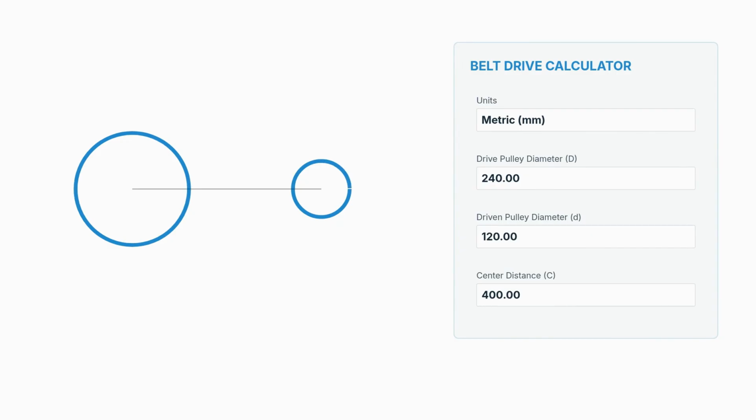First, select your units from the dropdown. You can choose Imperial with inches, RPM, and HP, or metric with mm, RPM, and kW. For this demo, I'm using Imperial.